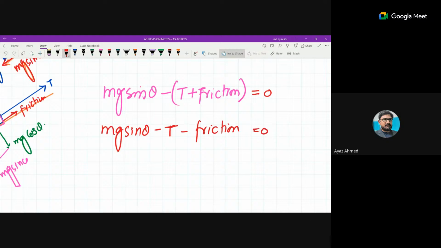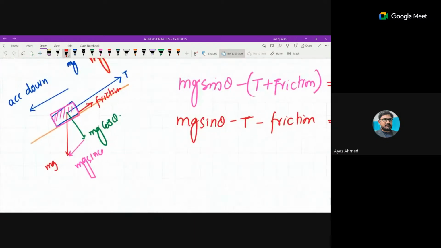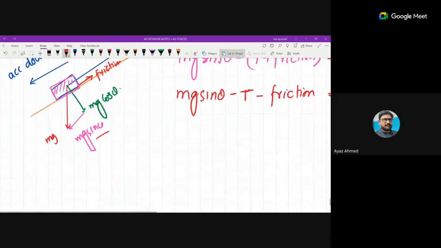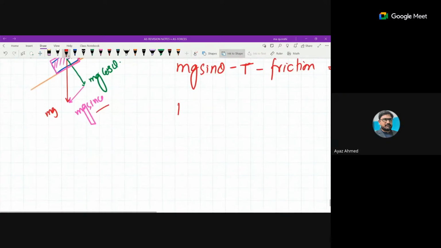Either you can write the equation in this format, or the other way around, what I have taught you: mg sine theta is equal to tension plus friction. So from here, your tension will be equal to mg sine theta minus friction. Is it clear to you?